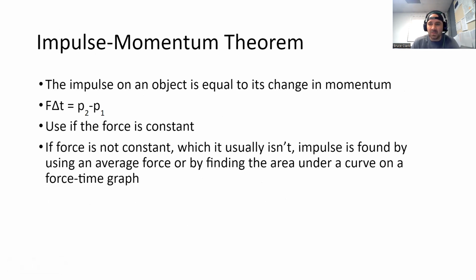A lot of times P1 might be zero. Maybe it's not moving at all. Maybe P2 is zero. Maybe we're bringing it to a stop. Or sometimes there might be an object that's already moving, and we're going to add an impulse to it, and we're going to add momentum to that object. If the force is not constant, which it usually isn't, impulse is found by using an average of the force or finding the area under the curve. We're not going to be looking at a lot of graphs. We're going to be looking at the average force.